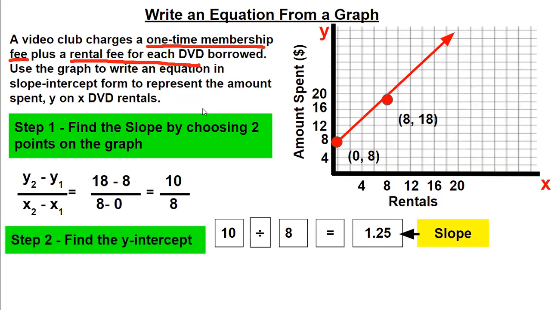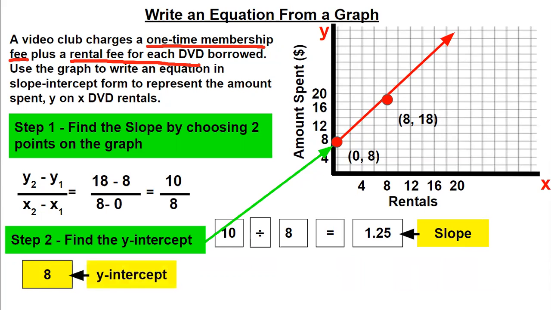Okay, now we're going to find the y-intercept. That's easy peasy on a graph, isn't it? Right there, 0, 8. It's where x equals 0. So 8 is my y-intercept. Okay, so my equation then, just plug in our m and our b. 1.25 is my m, and 8 is my b, my y-intercept. So there's the equation for this situation. Y equals 1.25x plus 8. The hardest part about this is just doing the slope. That's all. And you're real good at that.